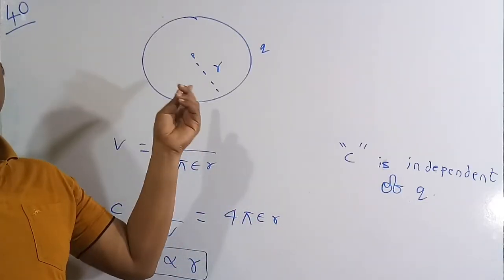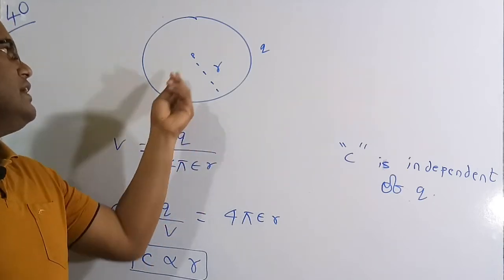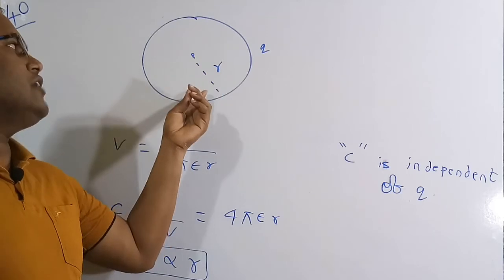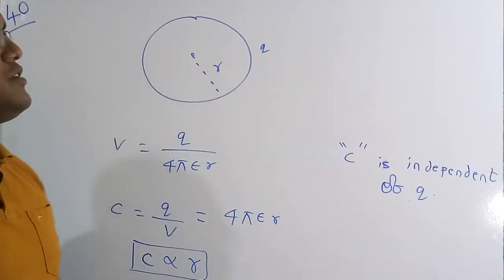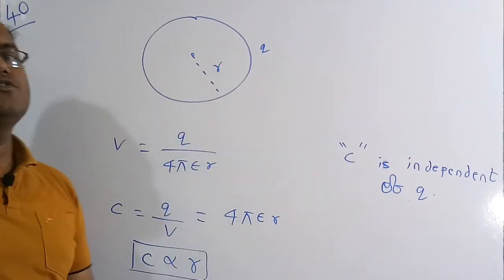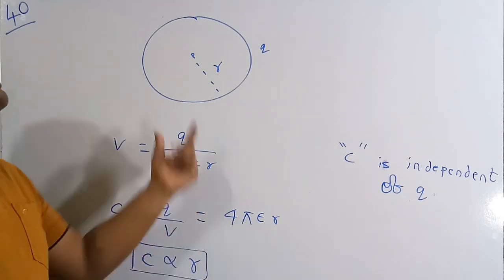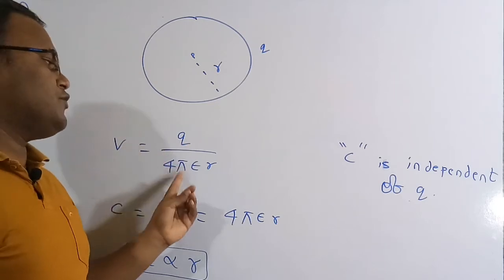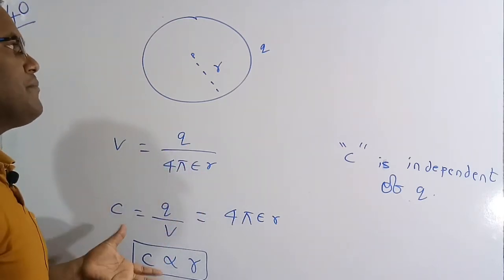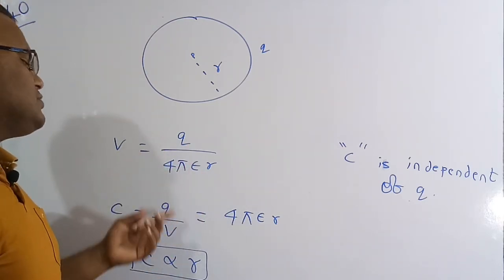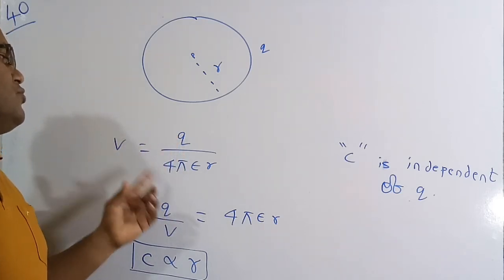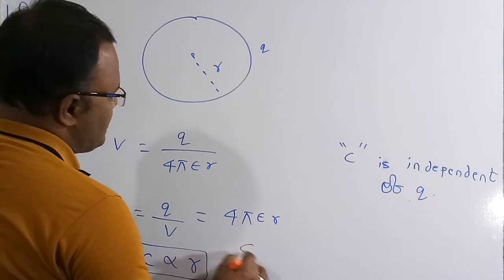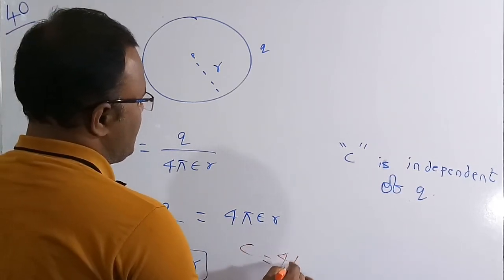Suppose there is a sphere of radius r. Here it is a conducting sphere, it is going to have some charge q and the radius of the sphere is r. Based on this we have to find the capacitance of this sphere. As this is a sphere, it is going to have some voltage, so voltage is equal to q by 4 pi epsilon r. But what is the capacitance? Capacitance is equal to the ratio of the charge by voltage. So q by V, if you do this we get 4 pi epsilon r. So we can say the capacitance of this sphere is equal to 4 pi epsilon r.